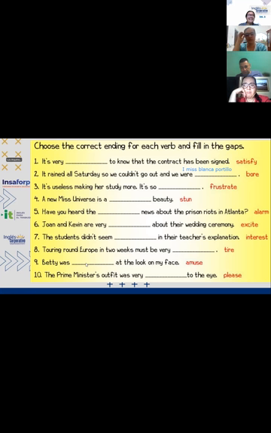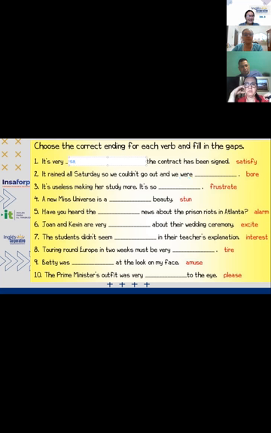Okay. All right. The first one. The first one is very satisfying. It's very satisfying to know that the contract has been signed. Ajá, vamos a borrar otra vez y vamos a volver a hacerlo.